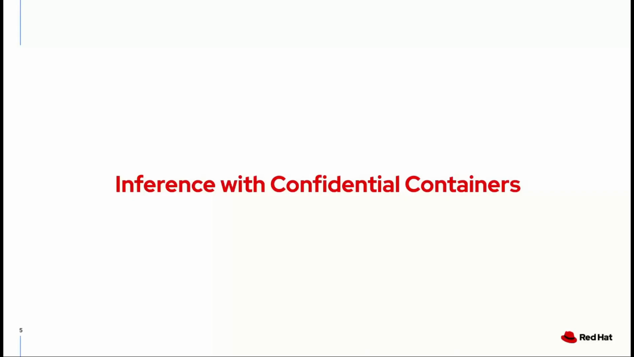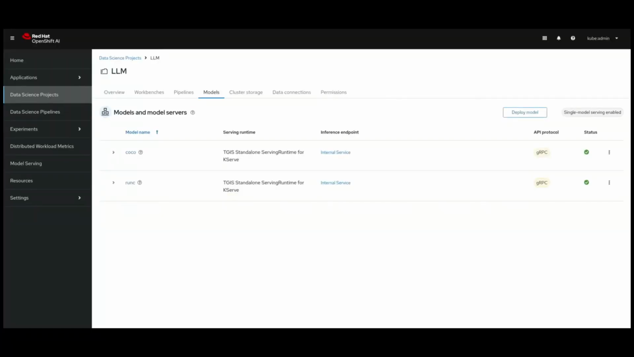And to conclude, let's perform inference with confidential containers. Let's now look at the other model server, Coco. This model server is running as a confidential container. This means that it won't run inside the worker node, but on an Azure confidential virtual machine, running with AMD confidential CPUs and an Nvidia H100 confidential GPU.